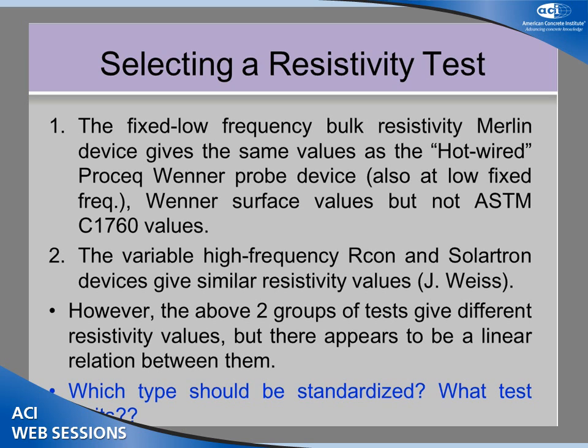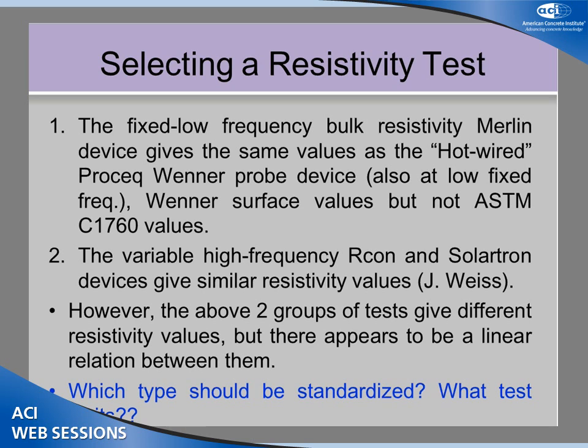So this is our dilemma. The fixed frequency, low frequency typically, bulk resistivity devices give the same value as one of the other devices, the 4-point Wenner probe when it's hot-wired or not hot-wired, but not the same as the 1760 value gives you if you convert conductivity into resistivity. And the variable frequency devices, the more sophisticated devices like the RCon or the Solartron equipment, at least Jason Weiss at Purdue has evaluated the Solartron as well, they give very similar values when you sweep through the frequencies and pick an optimum. But they don't agree with each other in terms of an absolute number. They relate to each other, but they don't give the same number.